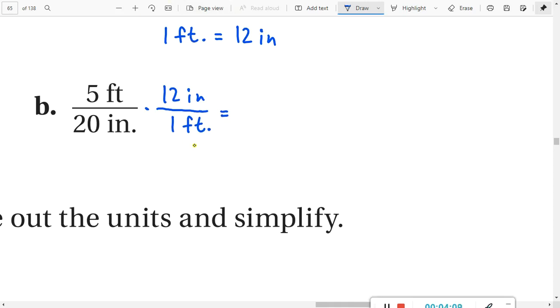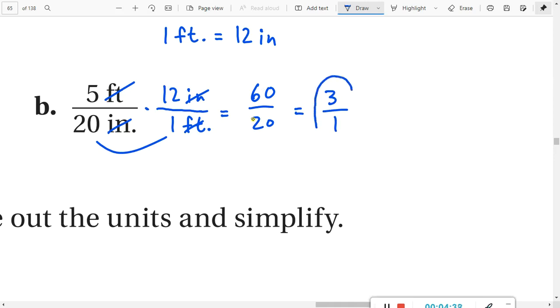So feet divided by feet cancel, and inches divided by inches cancel. And then you have 5 times 12 is 60. And then you just have 20 times 1 is 20. 60 divided by 20 is 3. But you want it in the form of a ratio. So we just put it over 1. It's still the same as 3, but we want it as a ratio. So it's 3 over 1.